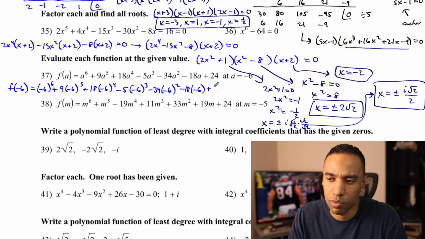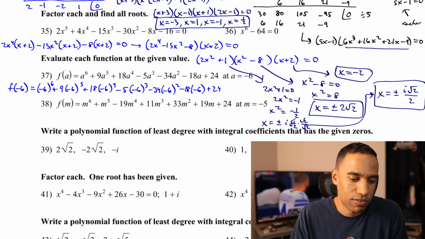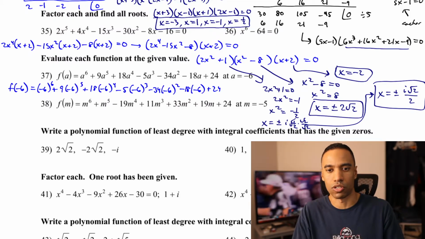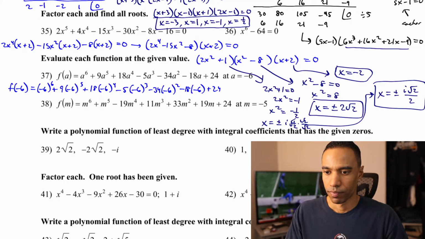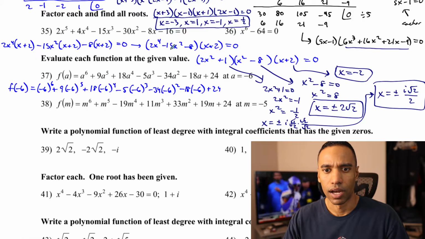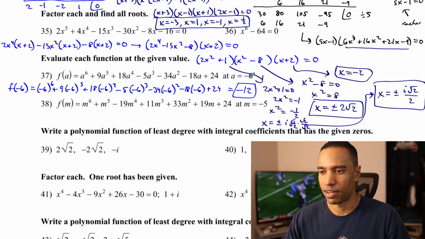18 negative 6 plus 24. Yep, calculator time, here we go. Negative 6 to the 6th. I'm going to pause it. There's no reason you need to see what I'm going to do. All right, in my calculation, I got negative 12. I hope that's correct. Equals negative 12. So that's f of negative 6. We get negative 12.